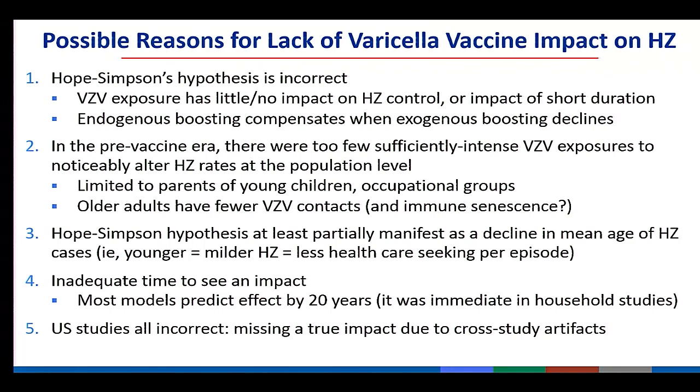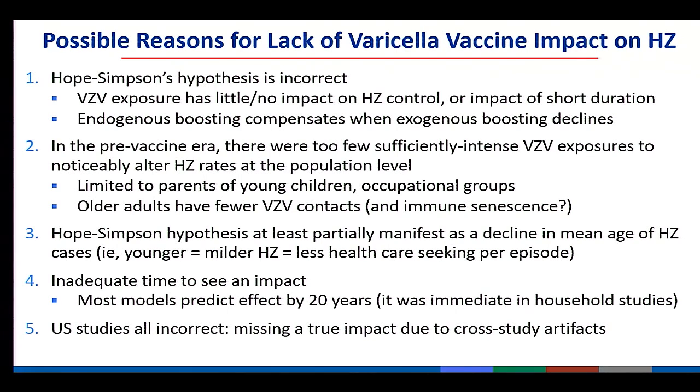Fourth, some might suggest that it's too early to see an impact of our varicella vaccination program. One could argue that it's only been 12 to 13 years since rates of varicella have declined by 80% or more, and that more years are needed to see an effect. However, as I pointed out earlier, most models predicted an effect much sooner than 12 years, and in household studies suggesting that exogenous boosting reduces the risk of zoster, the effect is immediate.